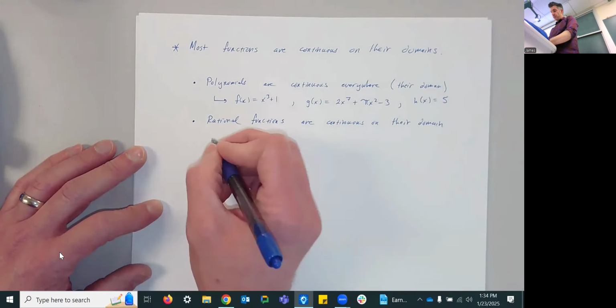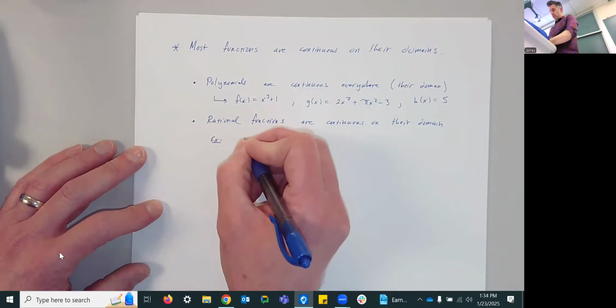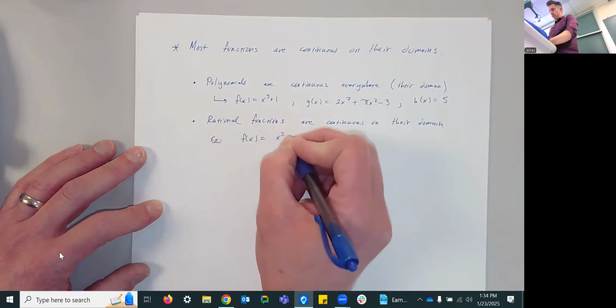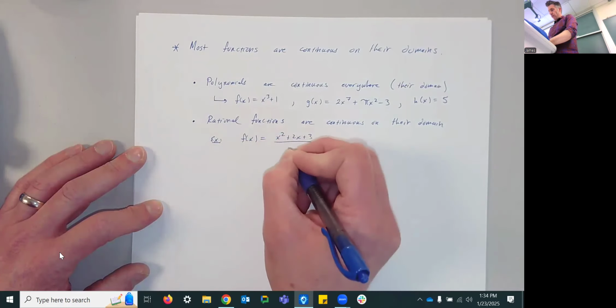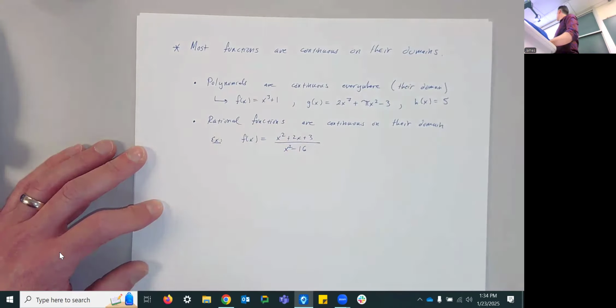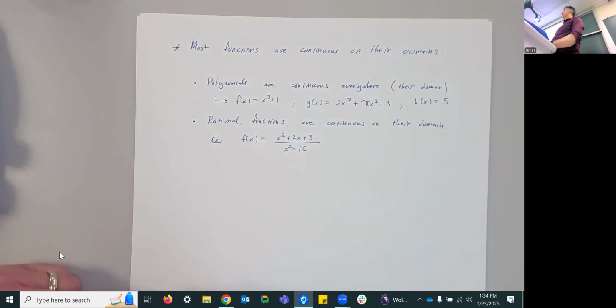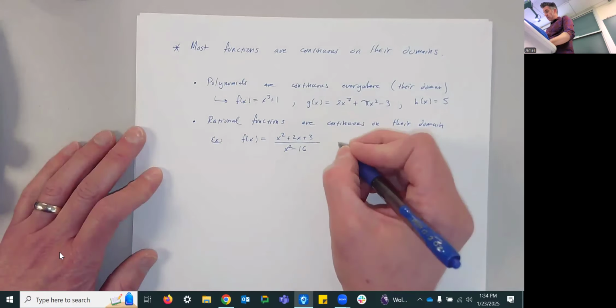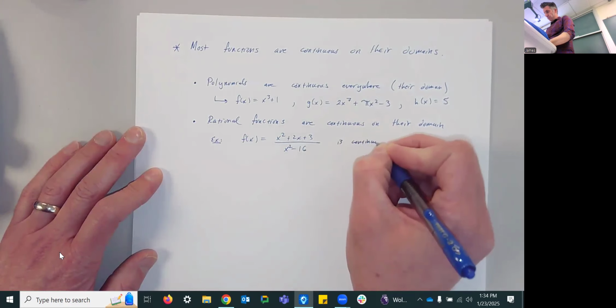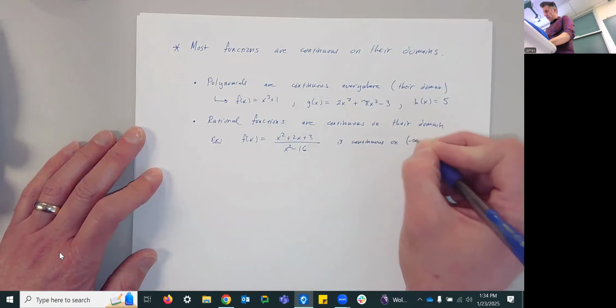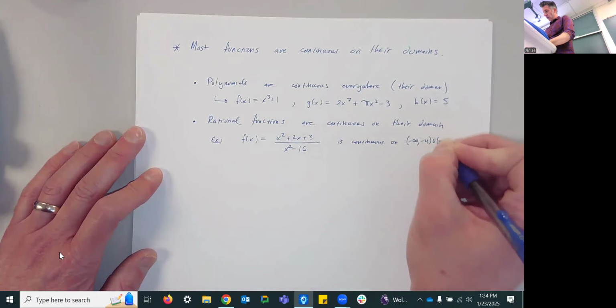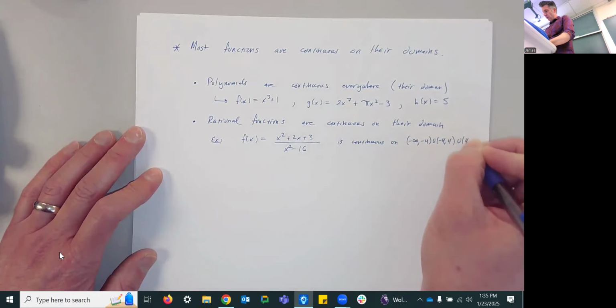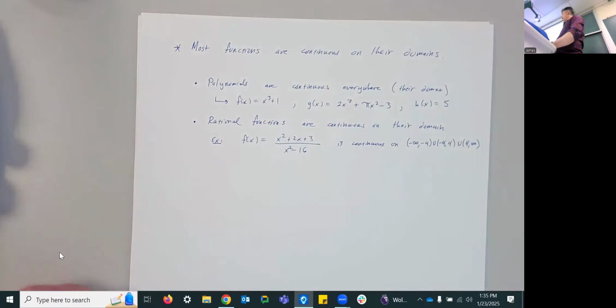So for example, f of x equal to x squared plus 2x plus 3 over x squared minus 16 is continuous everywhere except for what values of x? What's one problem value? What's the other one? Yeah, -4. So this is continuous on the interval from -infinity to -4, union -4 to 4, union 4 to infinity. As long as a rational function is defined, it is continuous, but if it's undefined, it can't be.